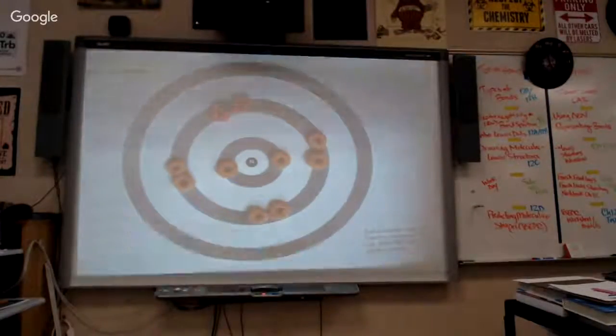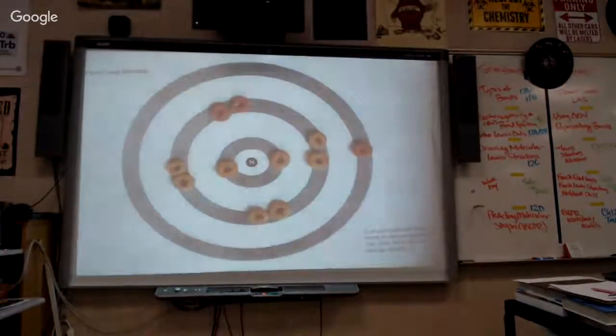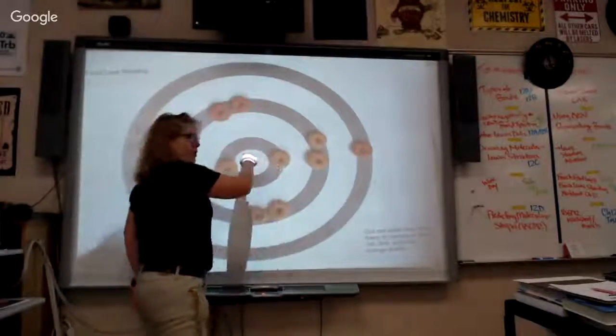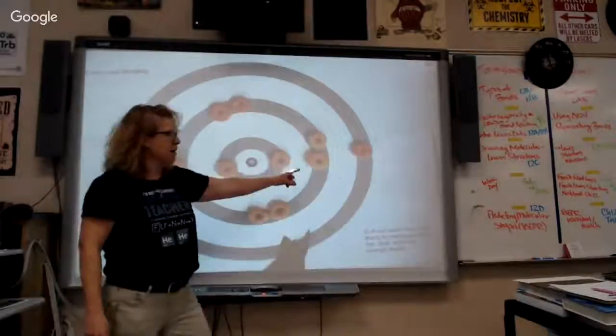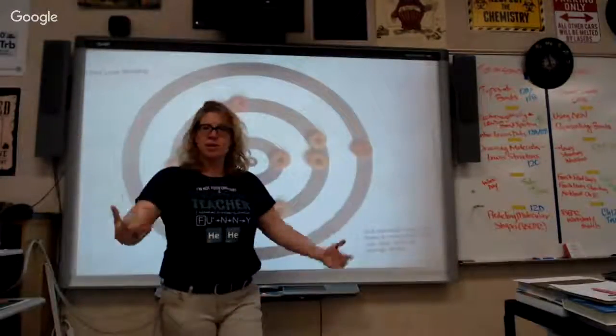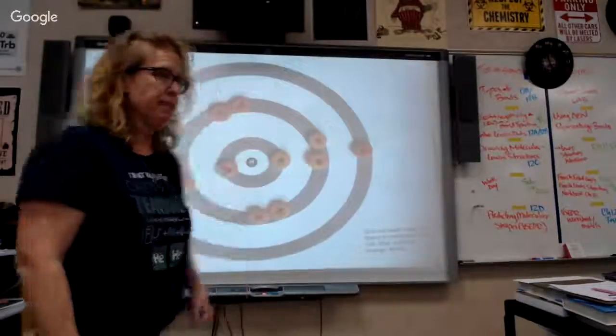When you're building these, you're literally just building a version of the shell diagram. 2 in the first level, then 8 in the second level, but they're always in pairs, like the dot diagrams are. And then there's 1 in the third energy level. That's what sodium would look like. We good so far?